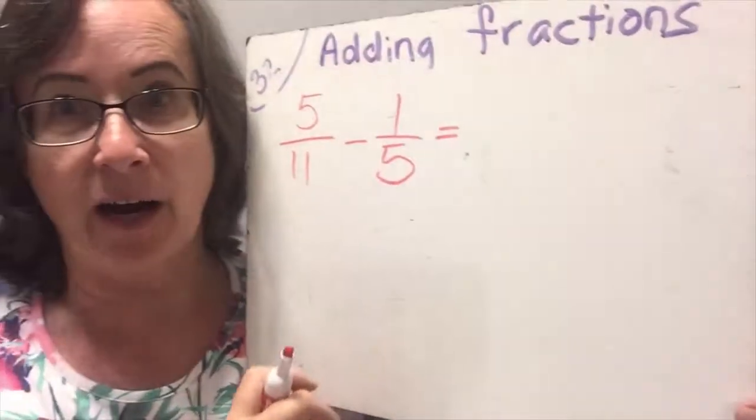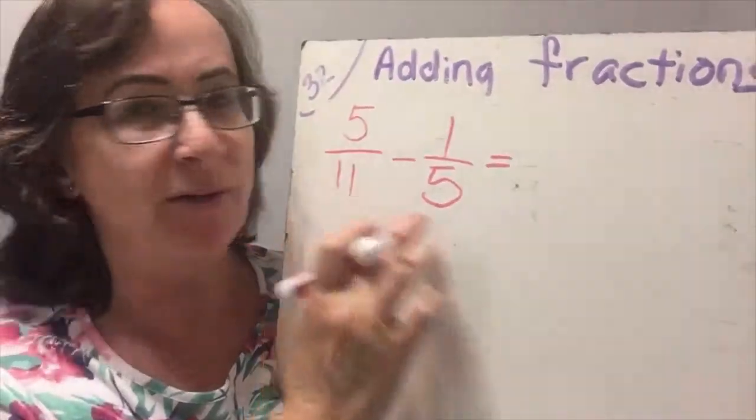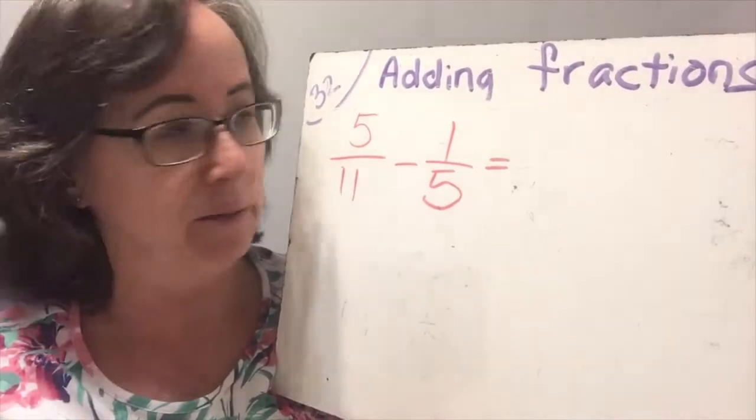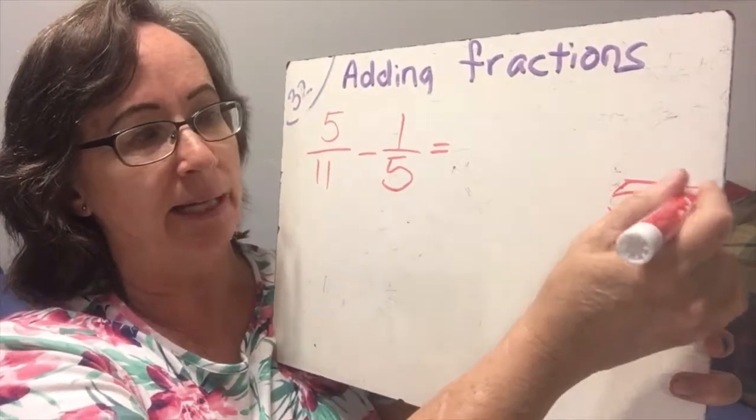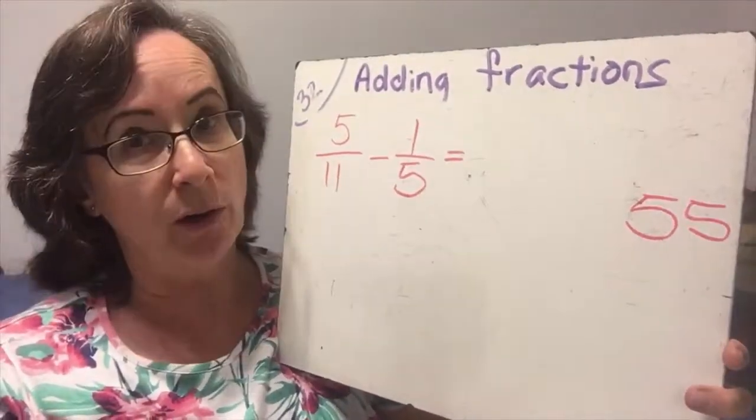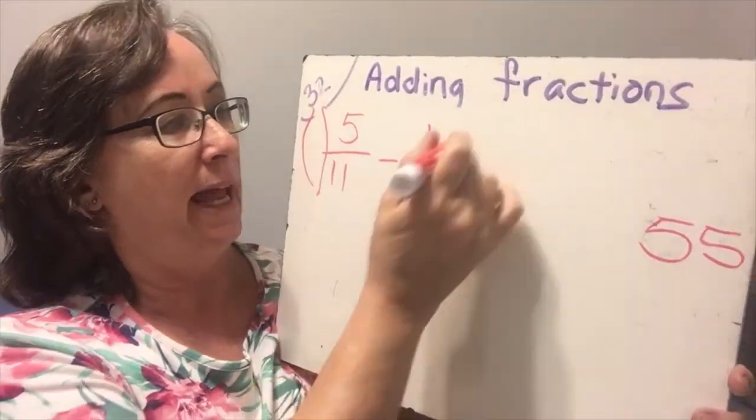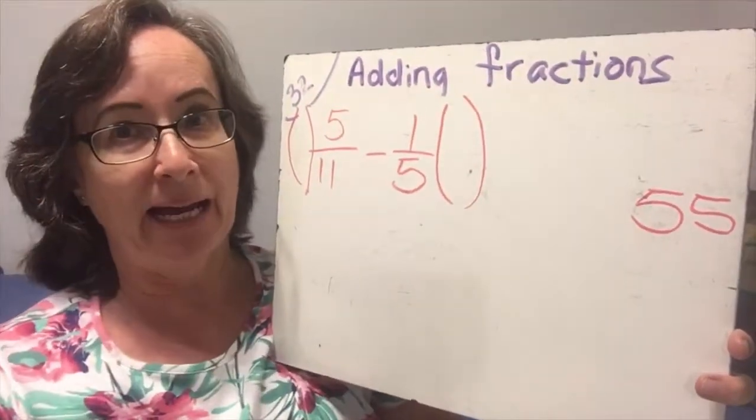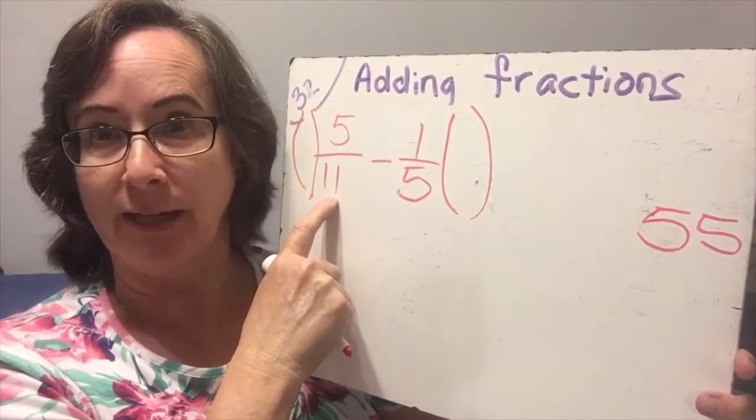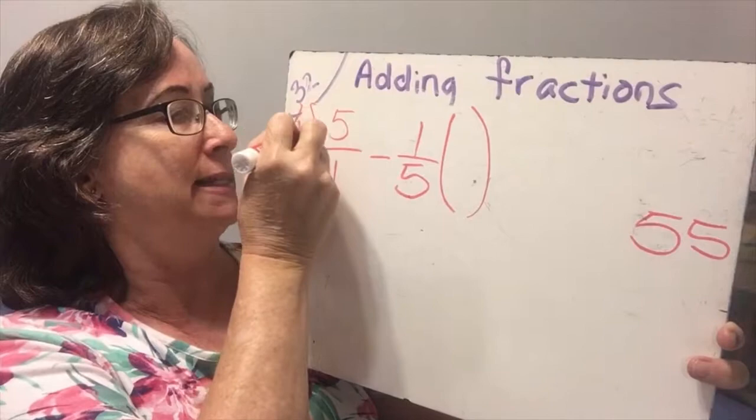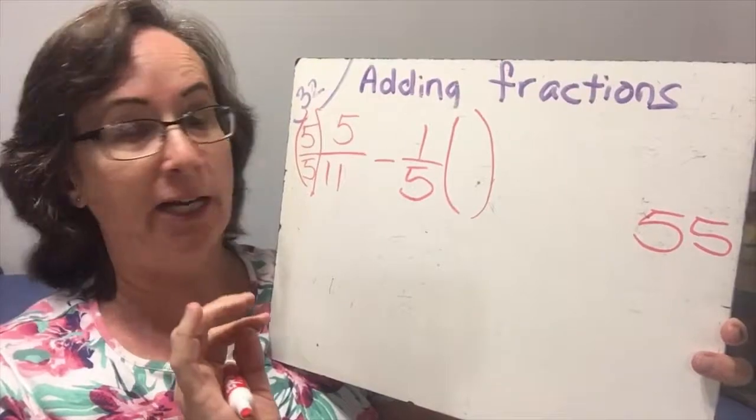Okay, so here is our example, and we're going to say, okay, what is the smallest number that both 11 and 5 will go into? And that is 55. So we're trying to get to the common denominator, 55. In order to get to the common denominator, I'm going to have to multiply this one and this one by a number that will get the denominator to 55. Well, we know that 11 times 5 is 55, so I'm going to multiply this side by 5 over 5, which is just 1, so it doesn't change anything.